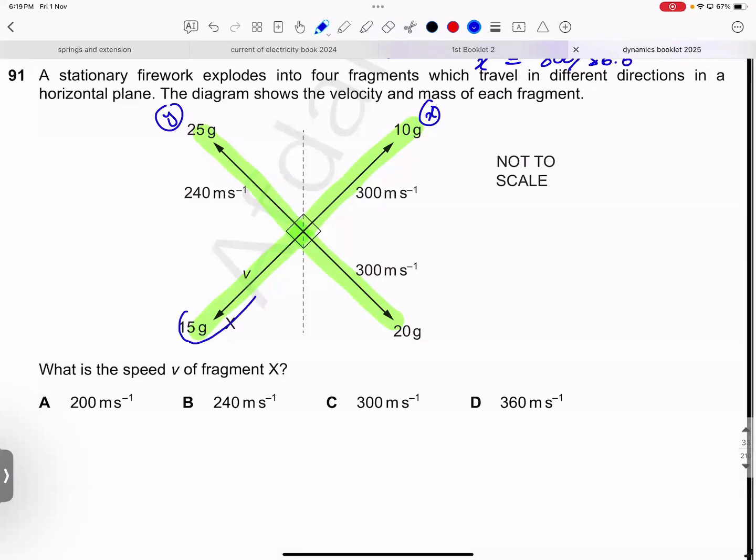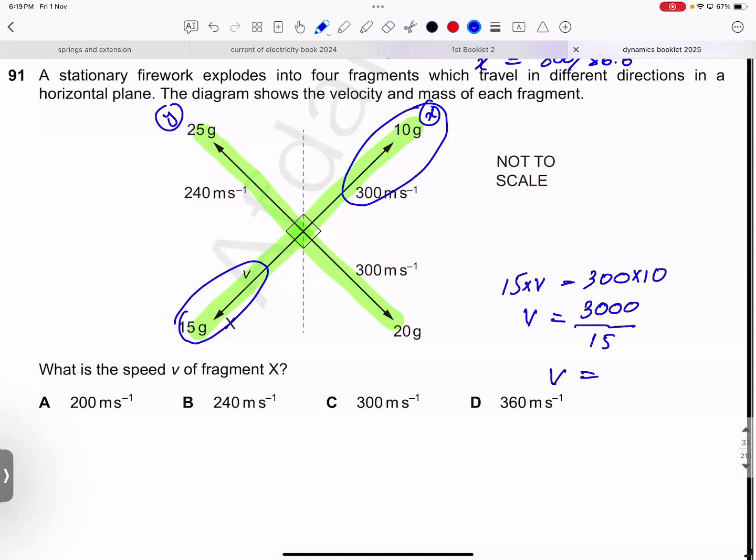So left side is what? 15 times v. The right side is what? 300 times 10 grams. So v is equal to 3000 divided by 15. v is equal to 200. Option A. This question didn't take much time, but your assumption should be very clear: the idea of resolution is that two vectors should be at 90 degrees. They are already 90. So just take one of them as the x-axis and the other as y. You can also try the y-axis. It will give you the same answer.